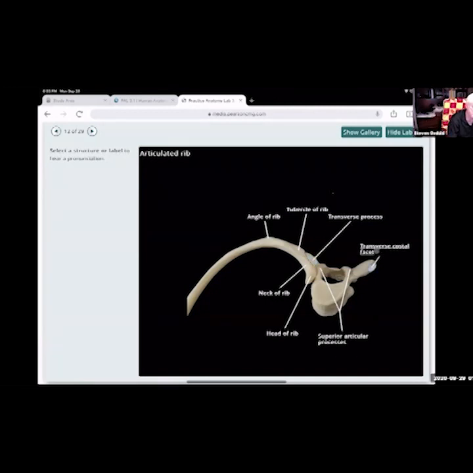So this is the transverse costal facet, where the vertebrae stack on top of each other. This is the superior articular process. That's where the inferior articular process of the vertebra above it articulates with it, comes down on it. You have the head of the rib that attaches to the thoracic vertebra. And you have the neck of the rib. So you have the head, the neck, the body, then the angle and the tubercle, all of the rib.